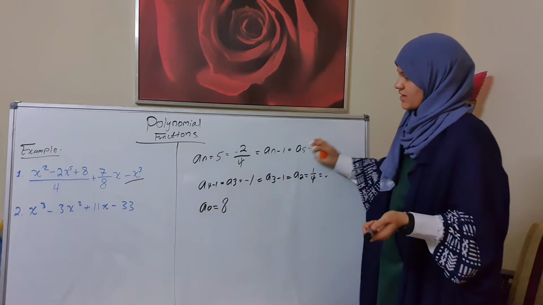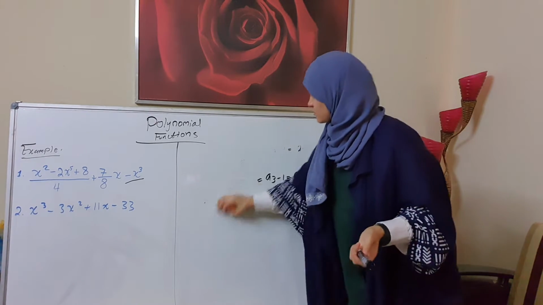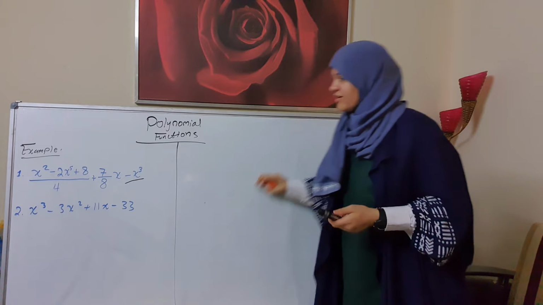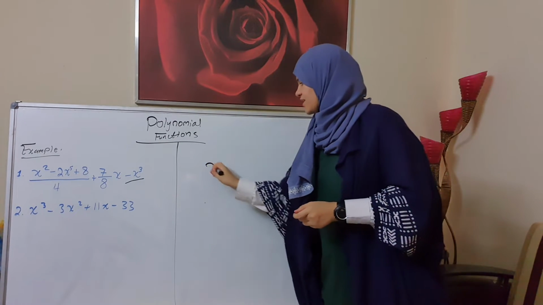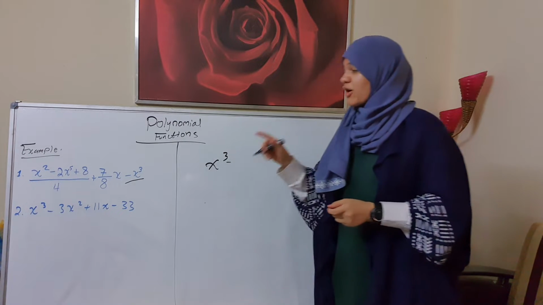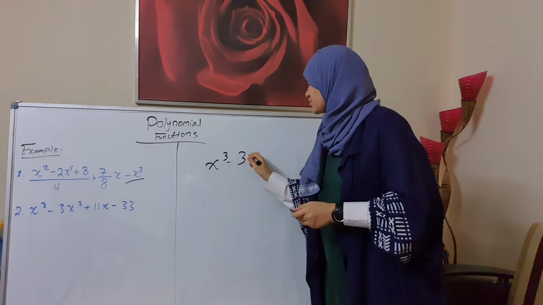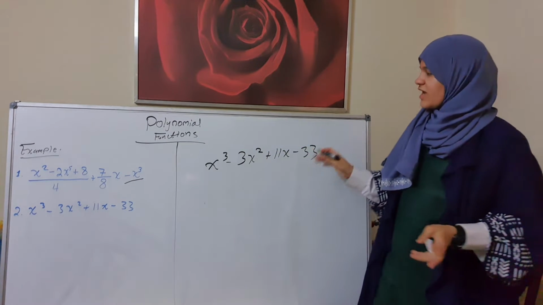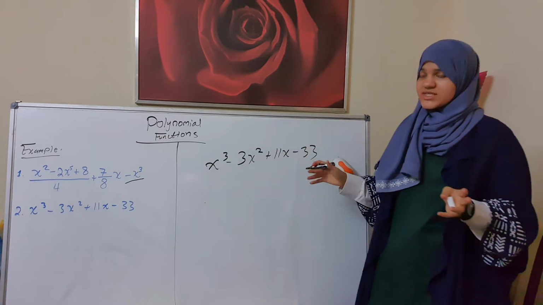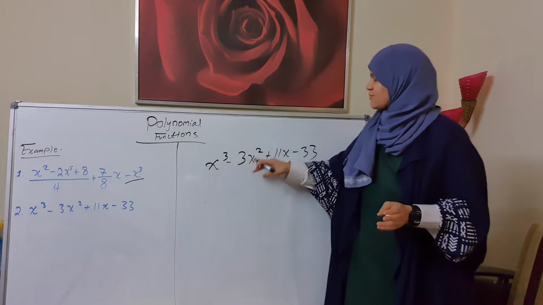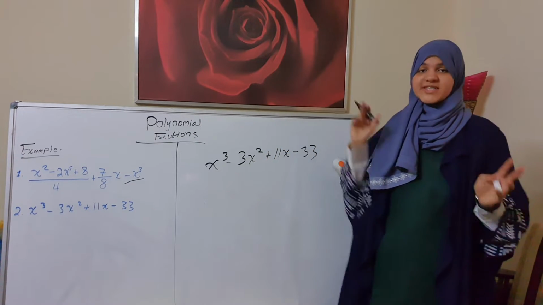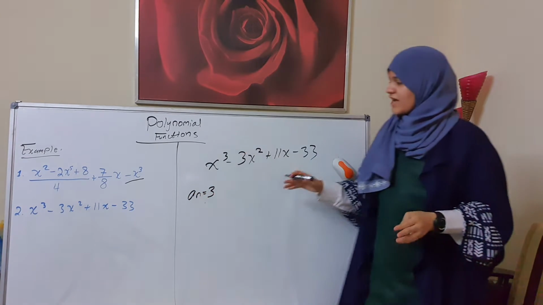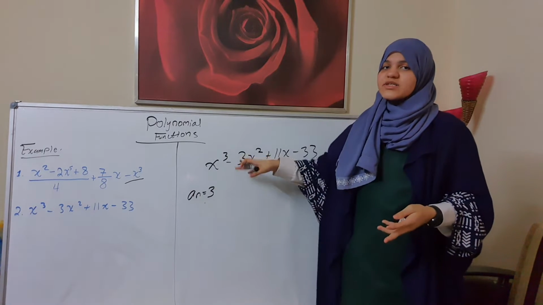Will it be the same way or not? Now what we have here is x to the power of 3 minus 3x to the power of 2 plus 11x minus 33. Here, the bigger degree is 3, because we have x to the power of 3, x to the power of 2, and x to the power of 1. So an is equal to 3. Then, what is the coefficient of x to the power of 3?